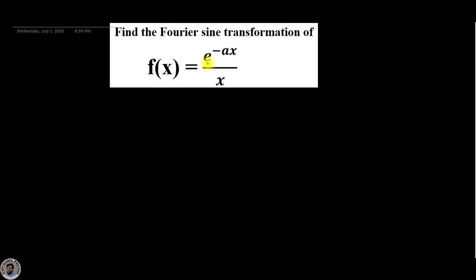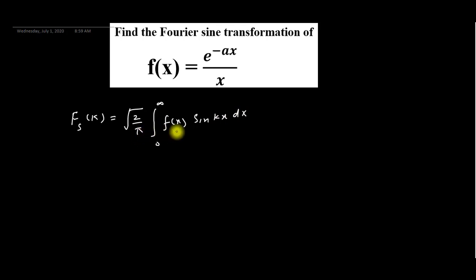Friends, we know that the equation for the Fourier sine transformation is F_s(k) equal to under root 2 divided by pi, integration from 0 to infinity, f(x) sin kx dx. This is the equation for the Fourier sine transformation.